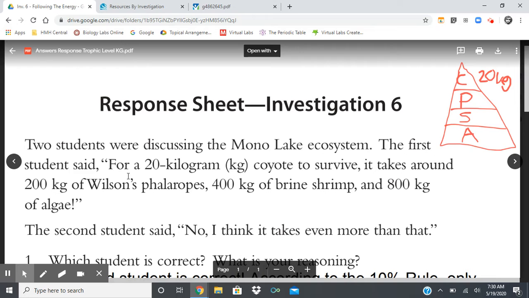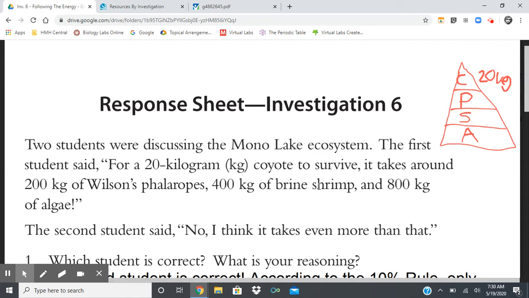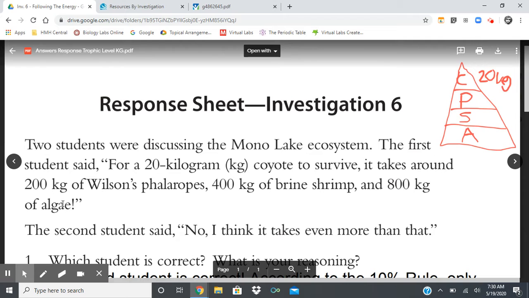Birds are pretty light. For those to survive, they would have to eat 400 kilograms of shrimp, which, think about how small these brine shrimp are. They're almost microscopic. They're tiny. That's thousands and thousands and tens of thousands. And then in order for those brine shrimp to survive, that would take 800 kilograms. That's a huge number. That's almost a ton of algae, this photosynthetic, microscopic algae.